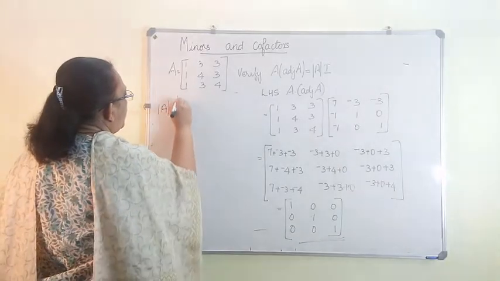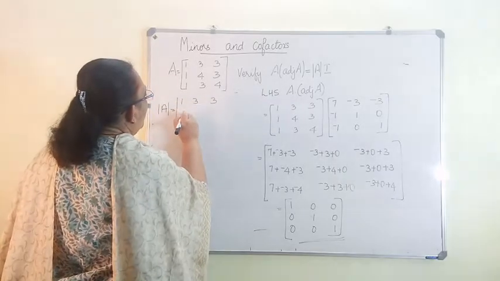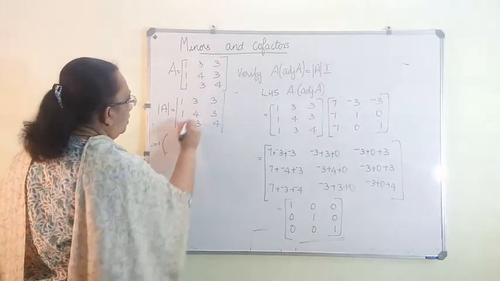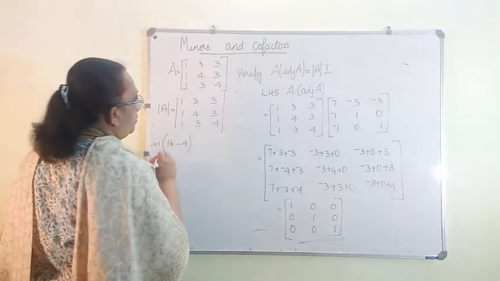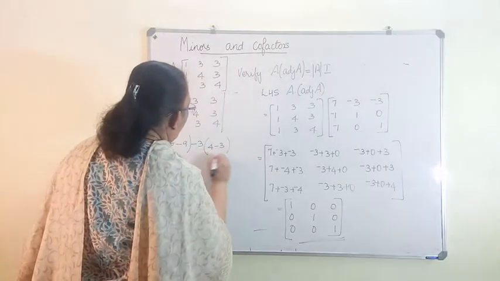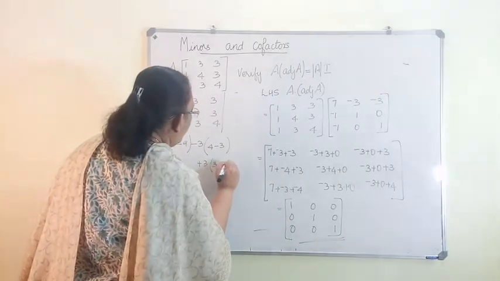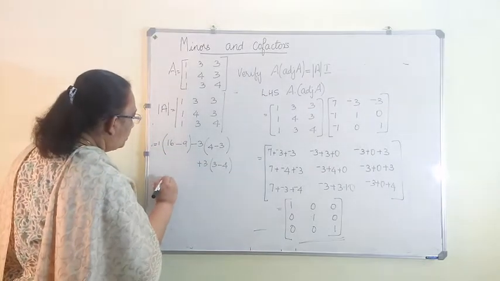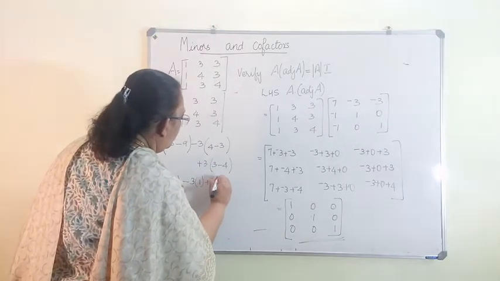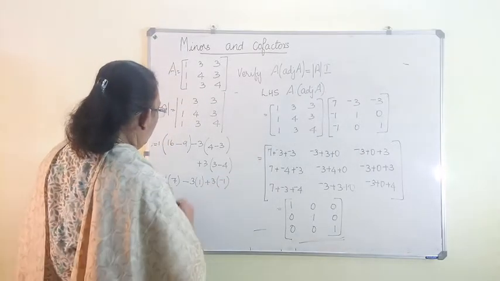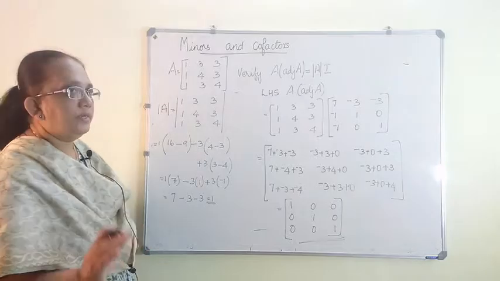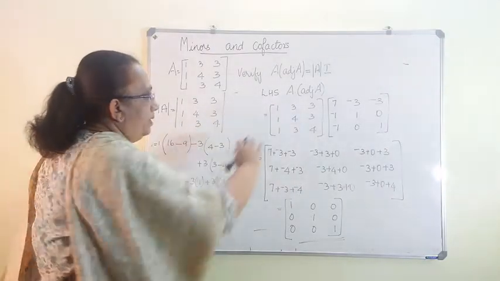So determinant of this matrix A is equal to determinant 1, 3, 3, 1, 4, 3, 1, 3, 4, equal to 1 into 16 minus 9. Then at once you put the minus sign. Minus 3 into 4 minus 3 plus 3 into 3 minus 4. 16 minus 9 is equal to 1 into 7 minus 3 into 1 plus 3 into minus 1, equal to 7 minus 3 minus 3 is equal to 1. But our right hand side is not yet over. I hope you completed the first row.